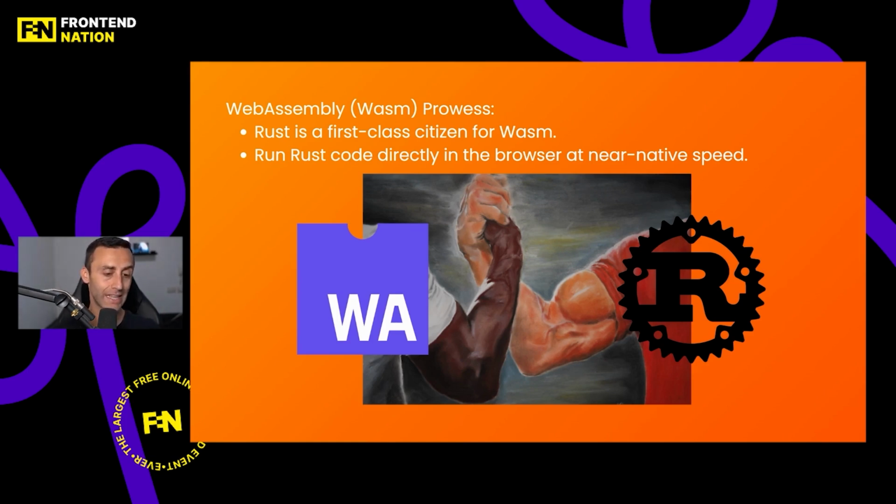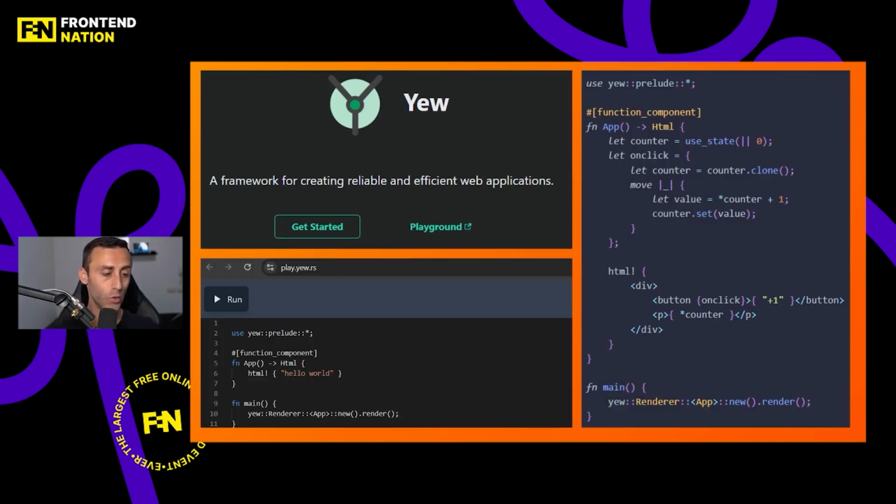One of the most established is Yew. Yew is a component-based framework, very similar in concept to React or Vue.js. You might be surprised how similar it looks. You build your UI as a tree of reusable components, manage state, and Yew handles updating the DOM efficiently, typically using a virtual DOM. It has good documentation and an active community, making it a solid choice for building complex single-page applications entirely in Rust.